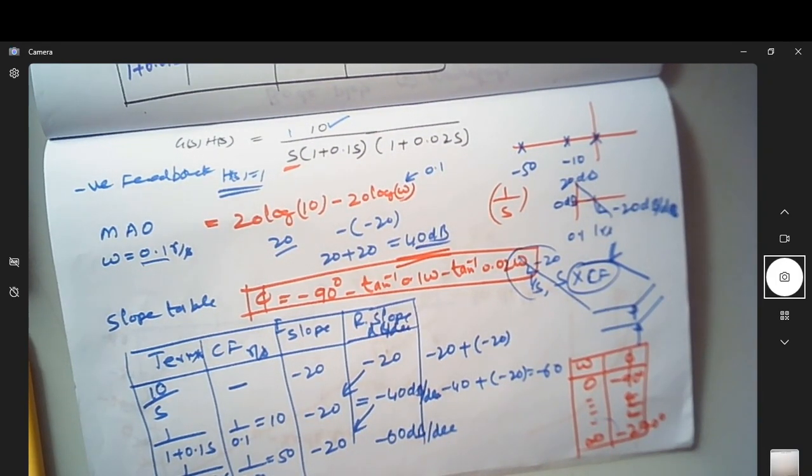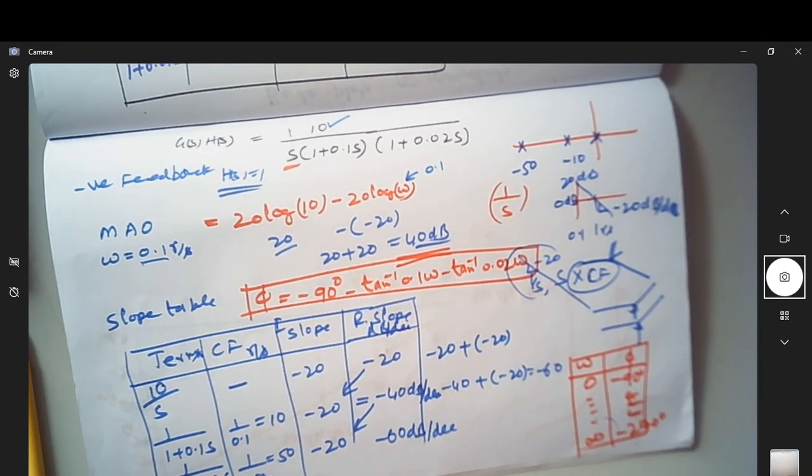We'll see in the next problem how we actually find the stability of a system once we have the magnitude plot and the phase values.